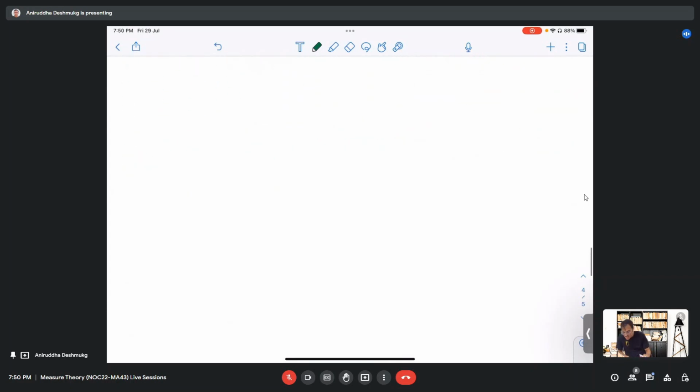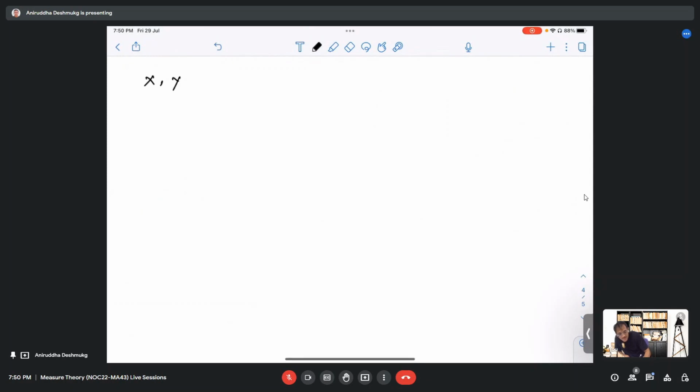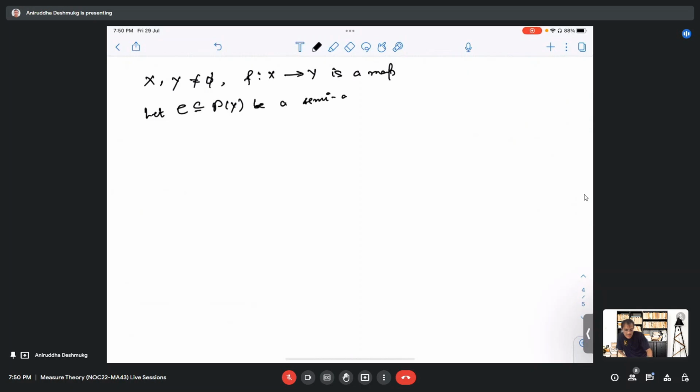Okay. So next, what I want to do is, let me start writing. Then I will explain. Suppose that X and Y are non-empty sets, and I have a function f from X to Y. So this is just a function. I am not saying that X and Y are topological spaces or have any other structure, so I cannot say anything about continuity. This is just a function. Suppose I start with a semi-algebra C in Y.